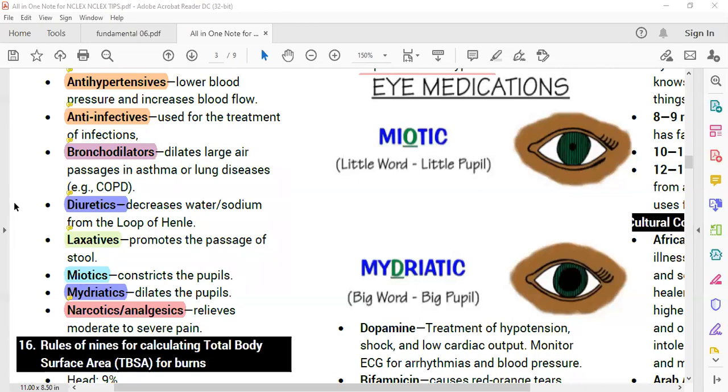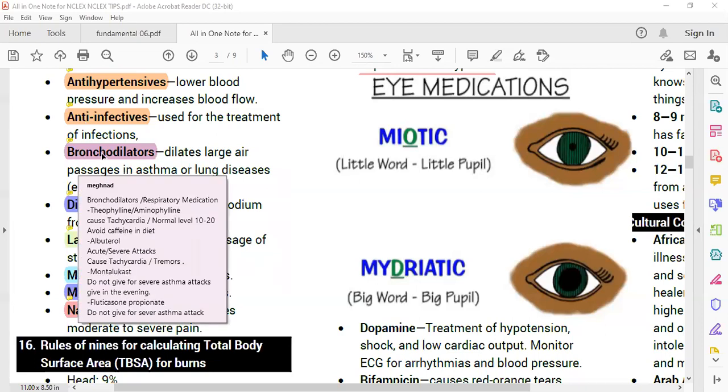Next group of drugs here, bronchodilator. Bronchodilators we use as a respiratory medication, right? This group of drugs causes dilatation of our lung alveoli. We call it respiratory medication. As bronchodilators, we use theophylline or albuterol, montelukast, or fluticasone.